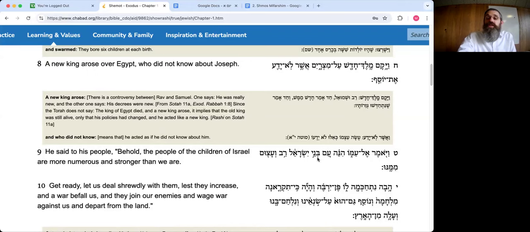It doesn't say Hine b'nei Yisrael, the children of Israel are numerous. No, the nation, the nation of the children of Israel, right? So they're their own nation. They have their own agenda. They're not loyal to us. So that's for verse 9.